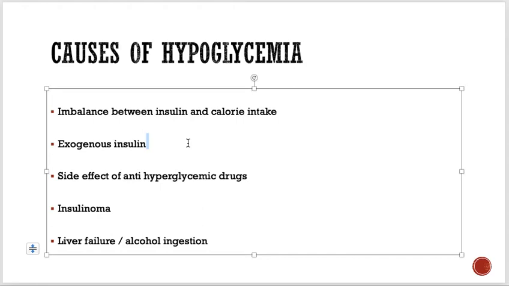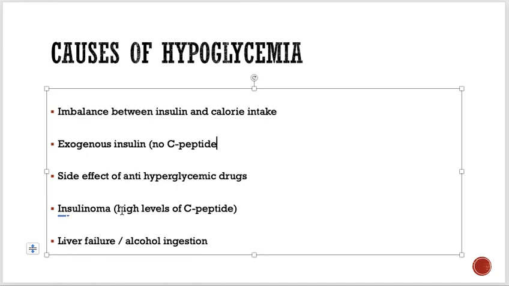C-peptide. So if anyone has hypoglycemia due to, for example, insulinoma, or simply the insulin is forming in the body, you will find in their body high levels of C-peptide, which means this is the insulin which is formed in the body, right? So there will be high levels of C-peptide. And someone who has taken exogenous insulin in the form of injection, you will not find any C-peptide in their blood.